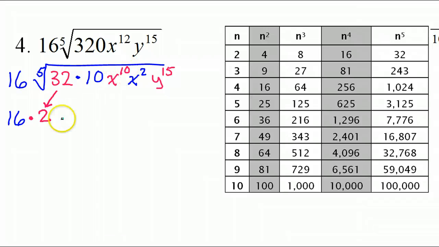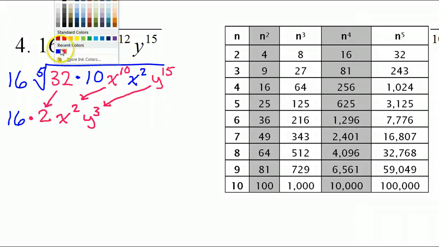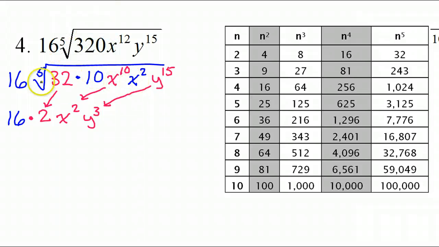The 5th root of x to the 10th power, I'm going to have x squared. 10 divided by 5 is 2. Okay, and then y to the 15th power is going to give me y to the 3rd power. I'm dividing by 5. Those three things simplified and came out of the radical. That's going to leave the 10 and the x squared under the radical still.